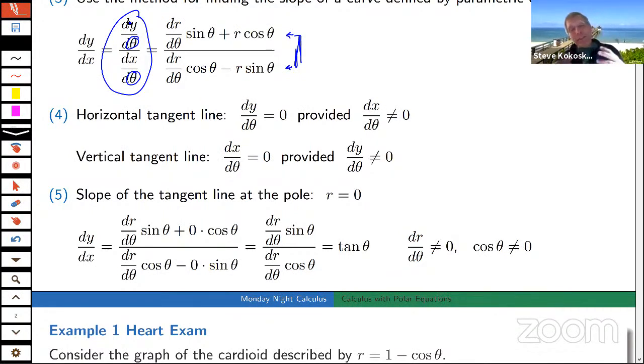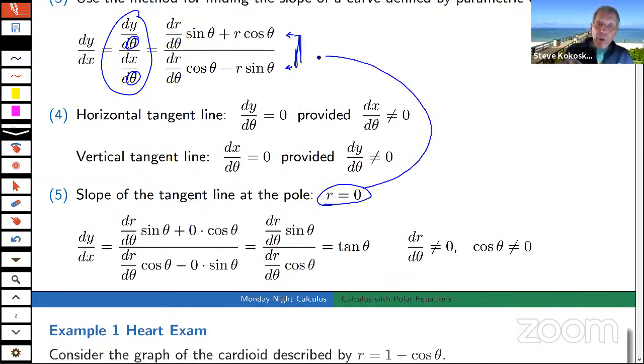You know, sometimes we have to find a tangent line to a polar curve at the pole, and at the pole, r is equal to 0. So all I did really was take this value of r equal to 0 and plug it in up here. And if you do that, these two terms drop out. And let's see, I have dr d theta divided by r d theta. Those cancel, and I end up with the tangent of theta. Again, provided that dr d theta is non-zero and that the cosine of theta is non-zero.